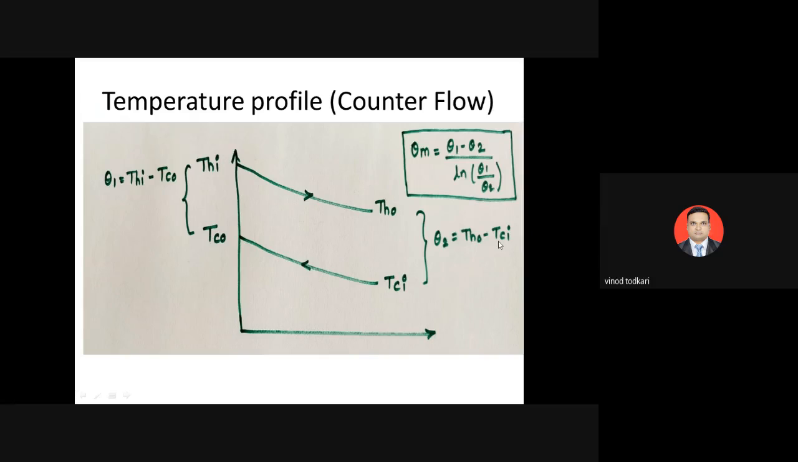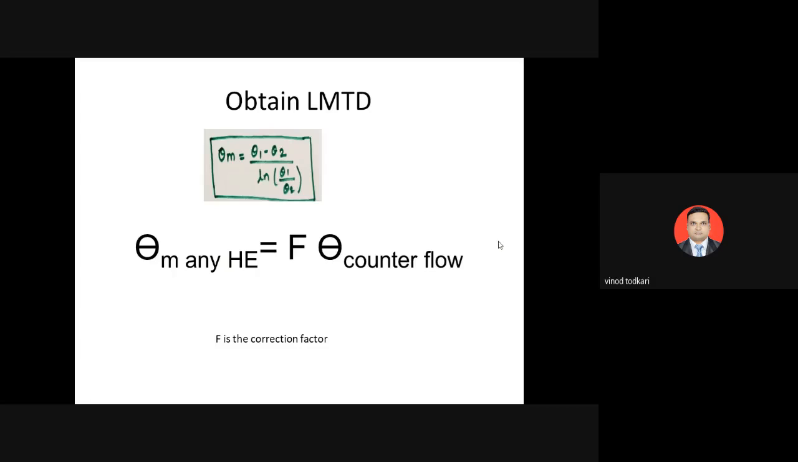So this was the third step. The third step is to draw temperature profiles and calculate theta 1 and theta 2. Now, the fourth step is to find LMTD. LMTD means log mean temperature difference.